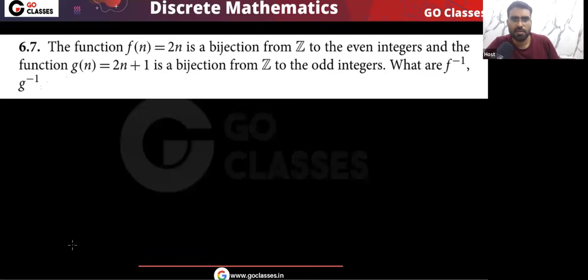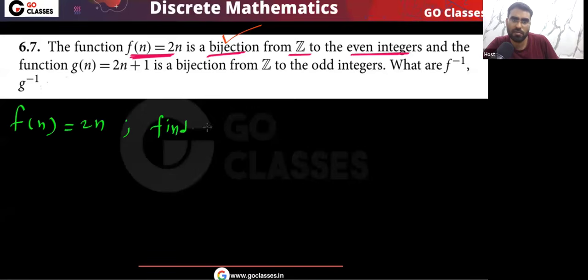Okay. Take this question also just quickly. f(n) is given to you, a bijection from Z to even integers. So is this f invertible? f(n) equal to 2n is a bijection from integers to even integers. Bijection means invertible. So now let's find f inverse. Remember f(n) is 2n. Let's find f inverse of n.